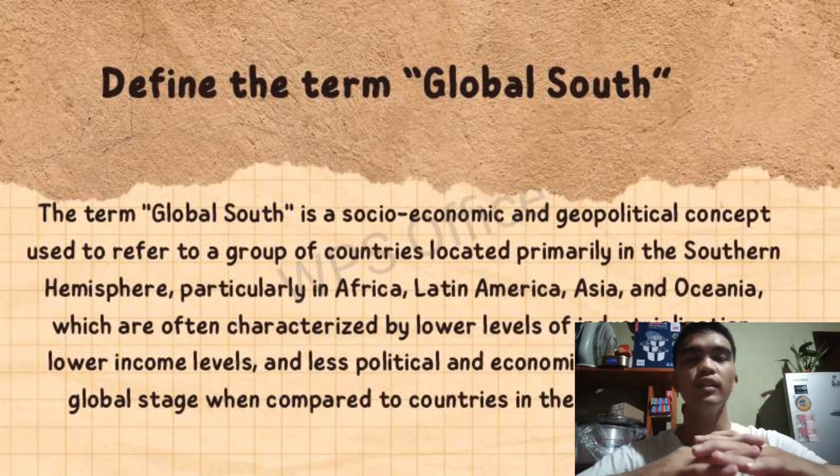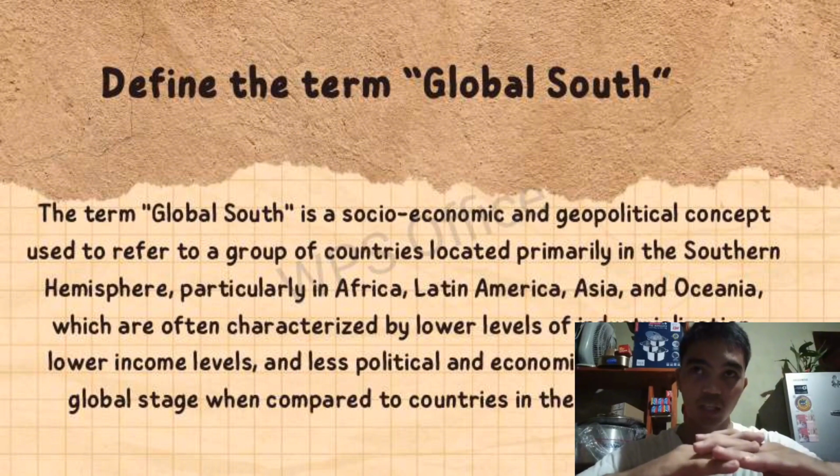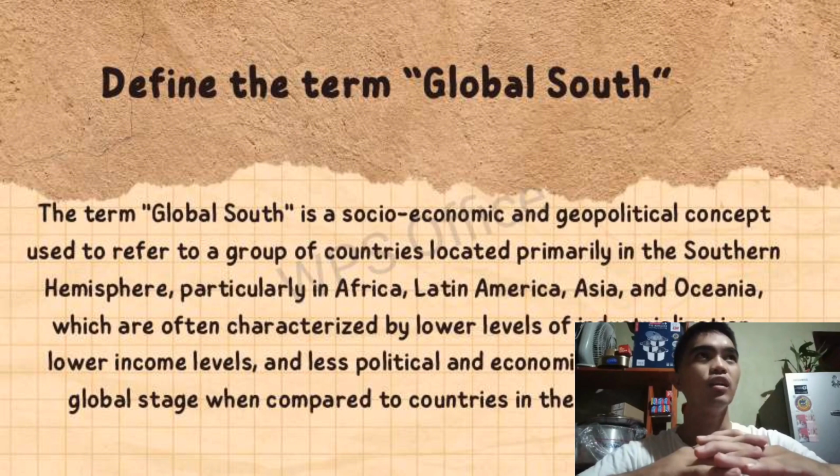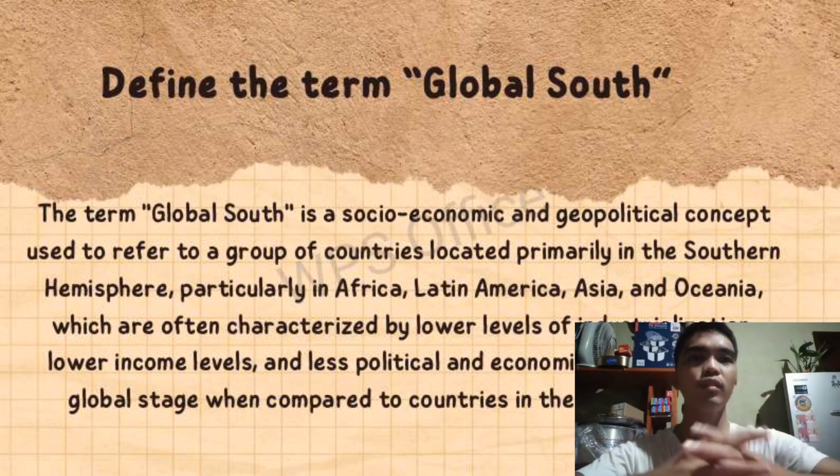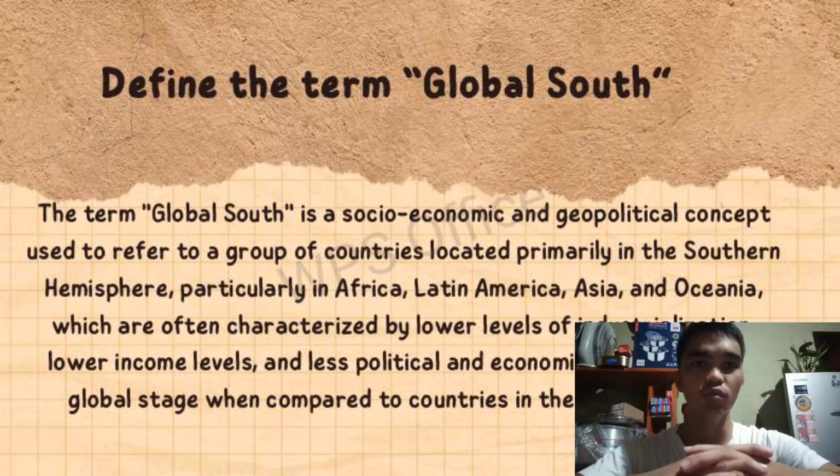So, the Global South is a group of countries which are very poor, whose society is not yet evolved into an industrial society, and which have less political influence on the global stage compared to the Global North, which includes more politically influential countries primarily in the northern hemisphere.